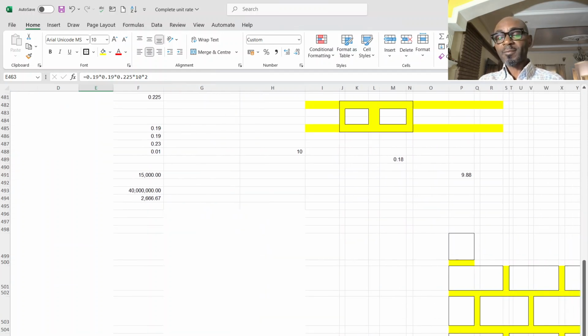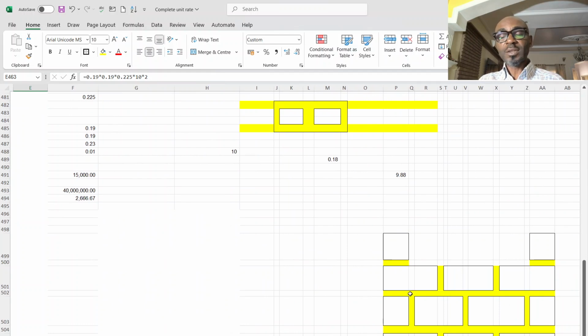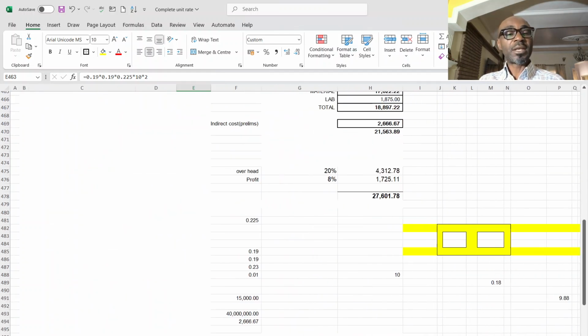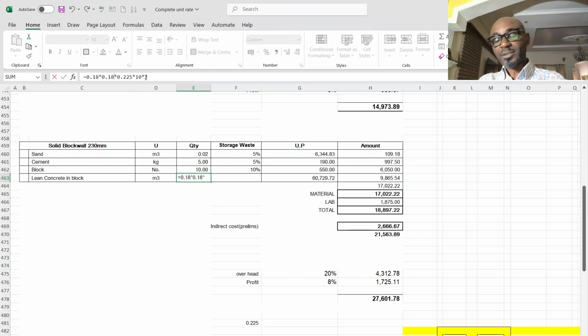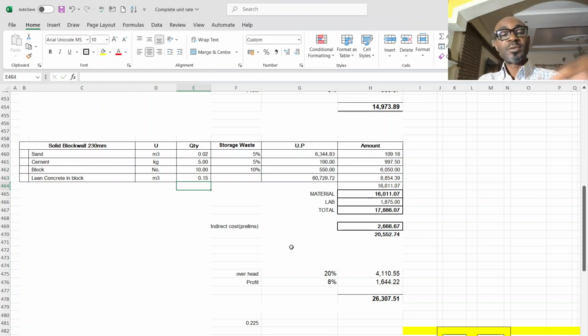For 1 square meter, because I have 2 holes in 1 block, and each hole is what we calculated as 0.18 by 225 by 10 numbers of blocks by 2. So I have 0.15 cubic meter.